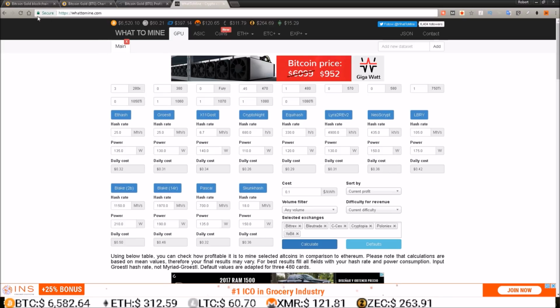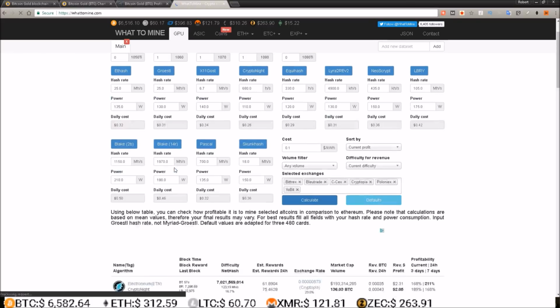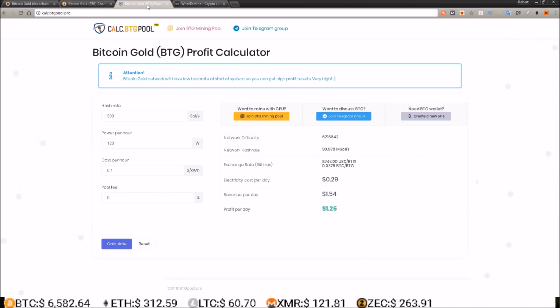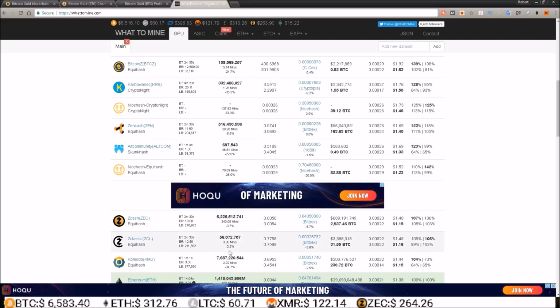Now here in What to Mine, I have an RX 580 filled out. So this will be comparable to what you can make. And with Bitcoin Gold, you can make $1.25 per day. So that puts you just a little bit above Zcash here, which can make $1.19 a day currently off of one RX 580.